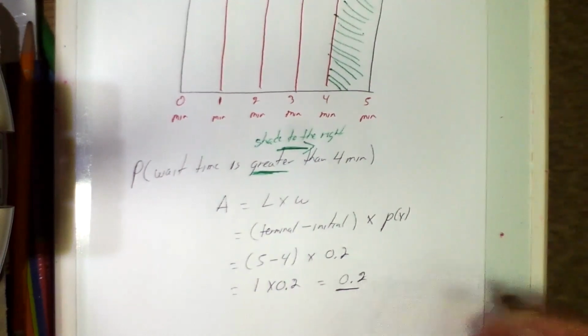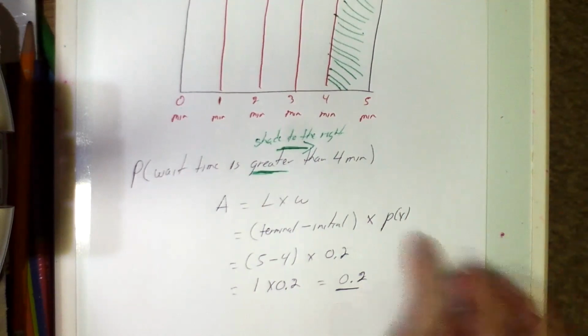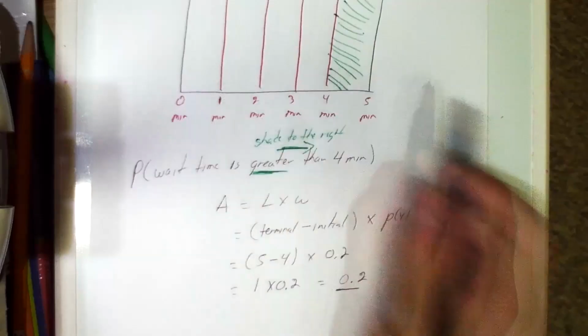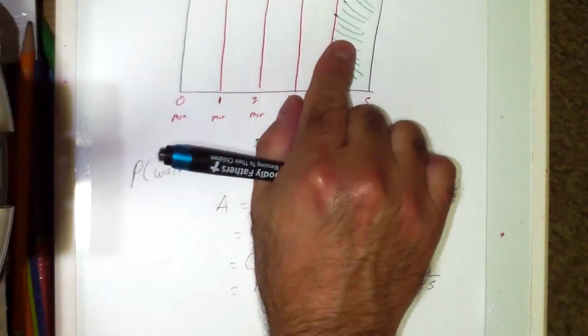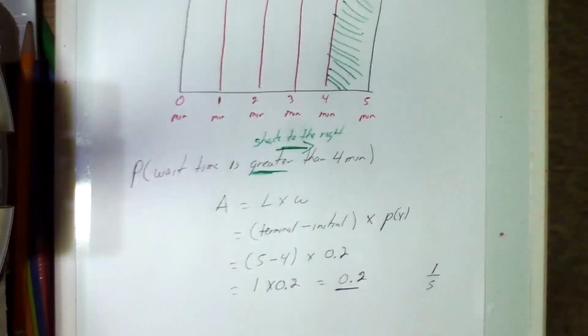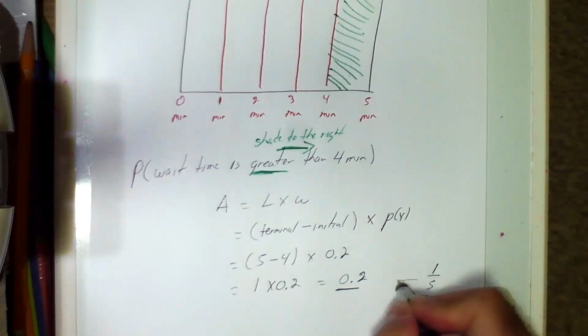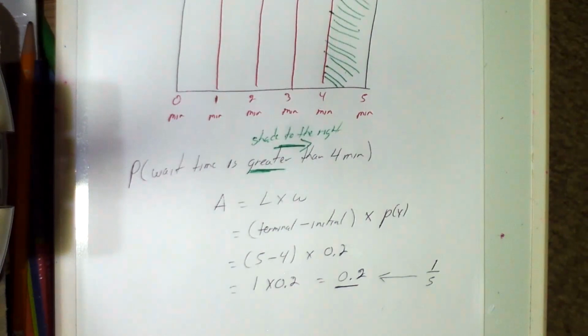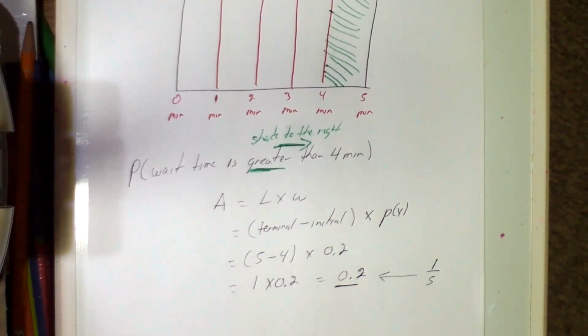Again, if you're visual learners, parts is 5. I have 1, 2, 3, 4, 5 parts, and how many are shaded? Only one region shaded. Well, if you divide 1 by 5, you get 0.2. Nice. All right, so we got less than, we got greater than.